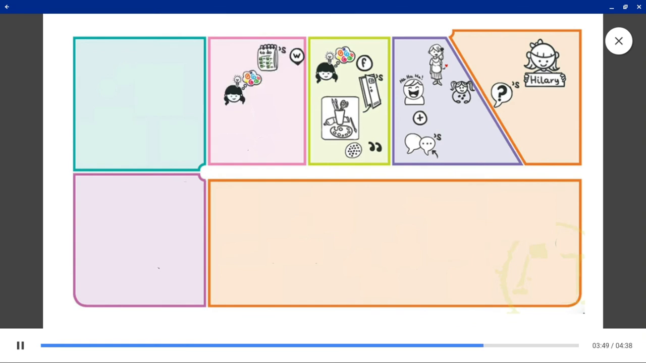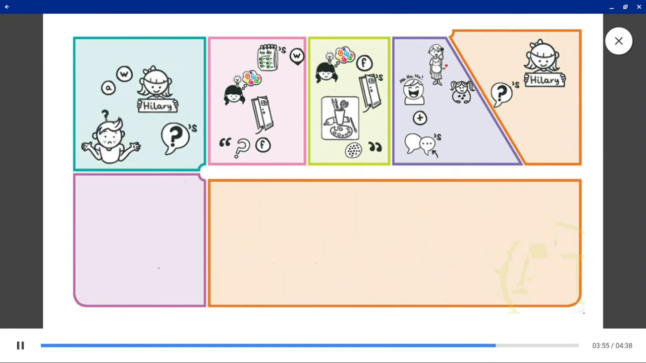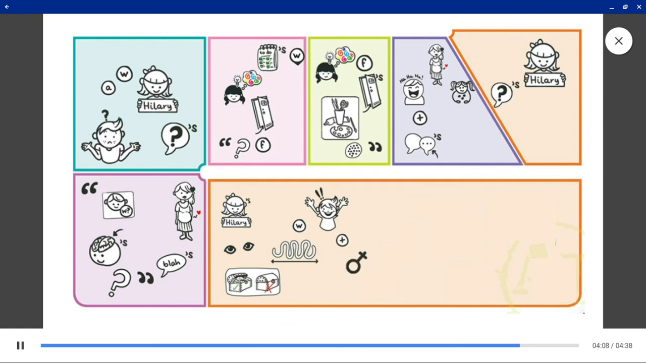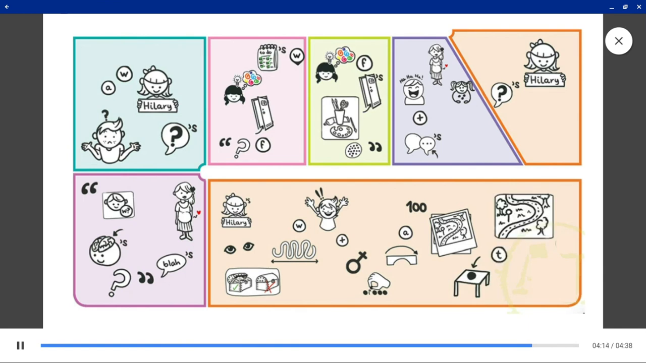"Where does inspiration come from?" asks Hillary with a shrug. "Who knows?" says Mom. Hillary's eyes open wide with excitement, and she takes over 100 pictures on the way to school.